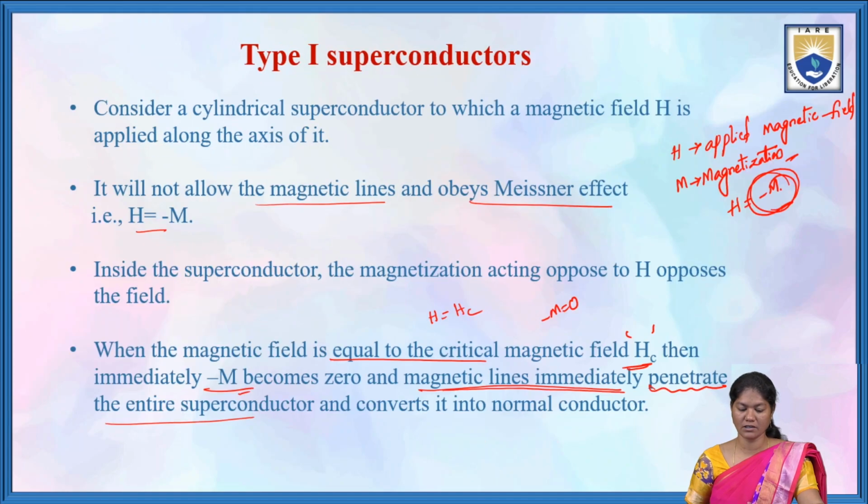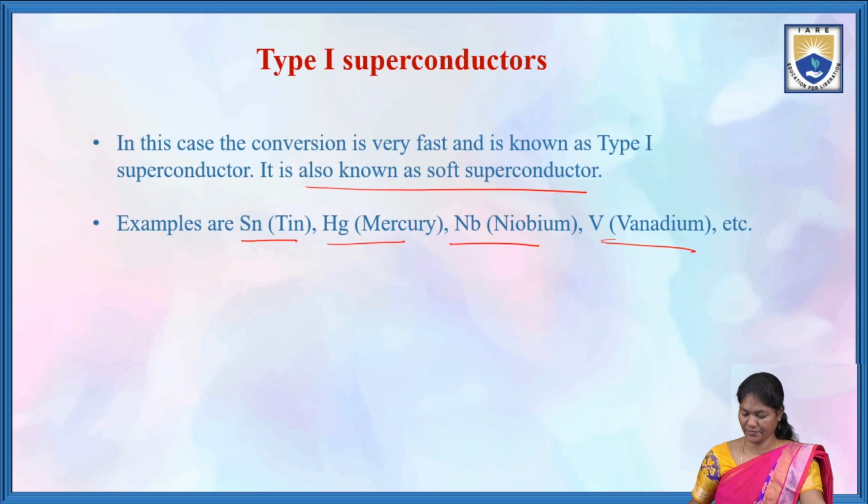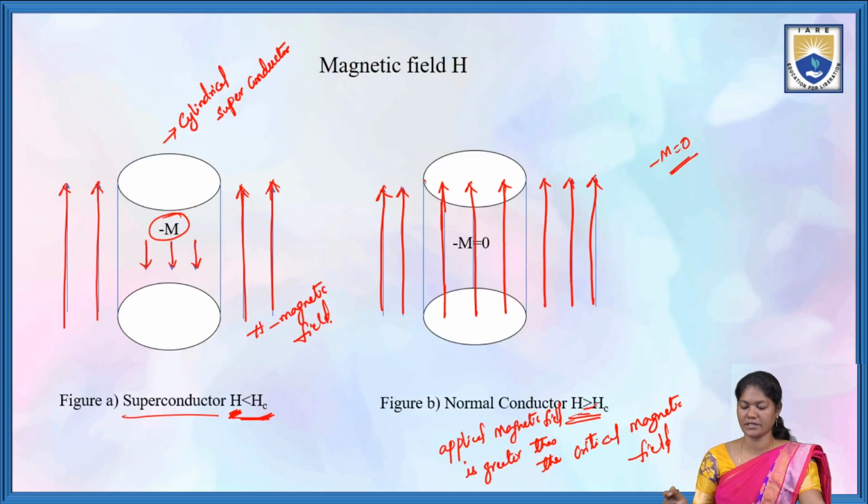That is why, when the magnetic field is equal to the critical magnetic field Hc, immediately minus M becomes 0. So here H is greater than or equal to Hc. So what happens when H equals Hc?